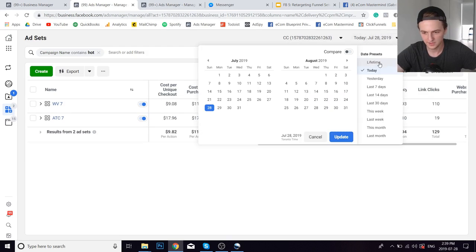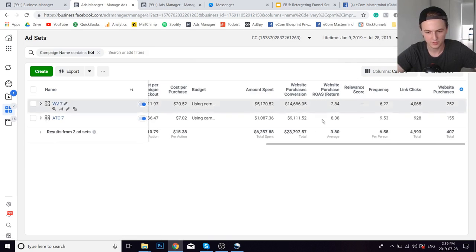Now, if I go to the lifetime stats, you'll see this is a very profitable campaign, right? It spent $6,000 to generate back $24,000. And so this is why you want to set up retargeting.